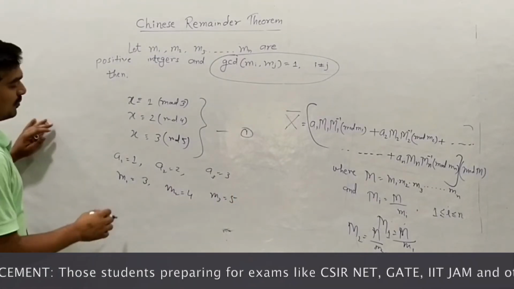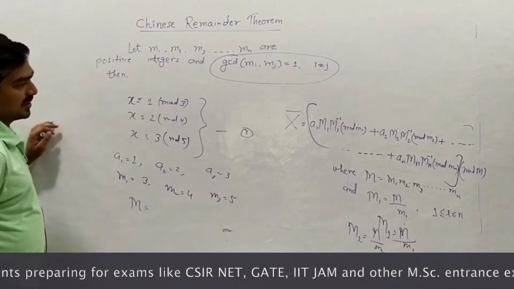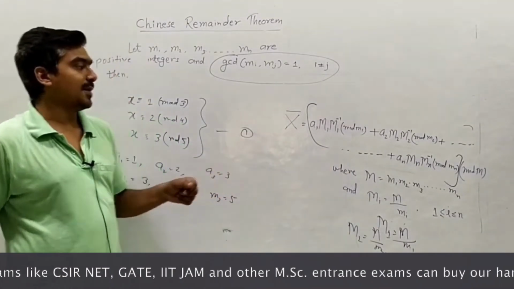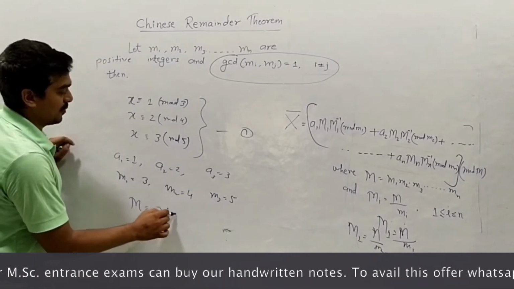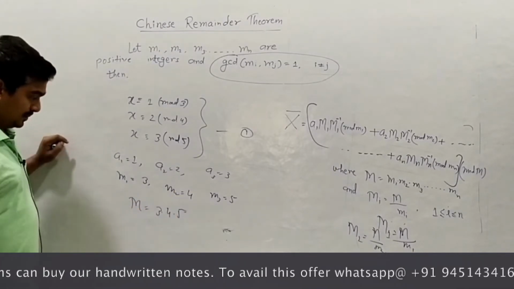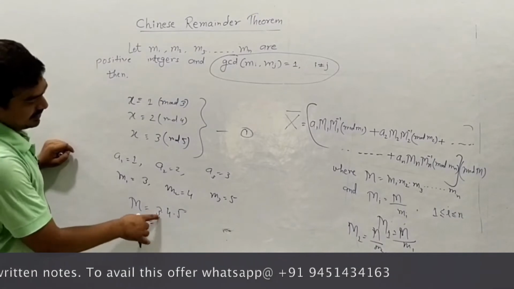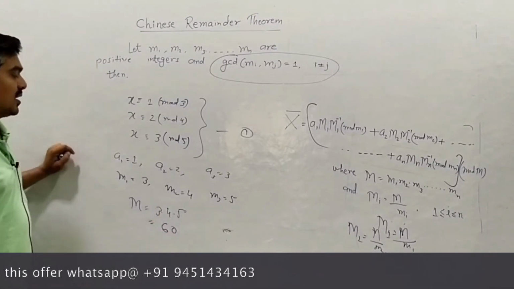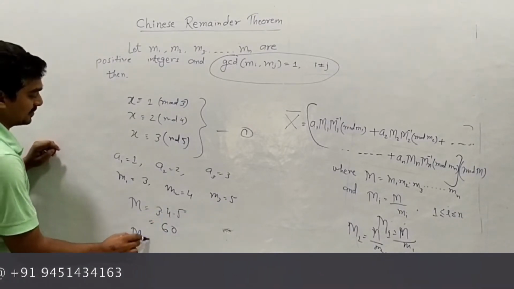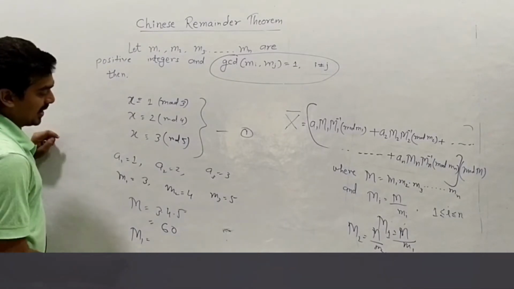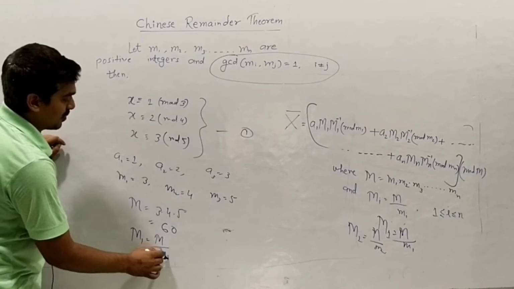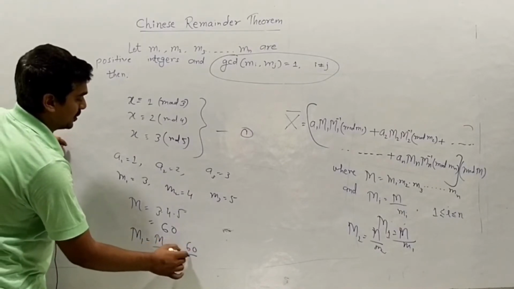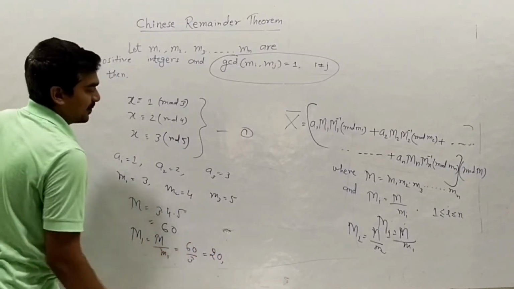Now we calculate capital M. What is capital M? Capital M is the product of m1, m2, m3, that is 3 into 4 into 5, that is 60. What is capital M1? That is capital M upon small m1, that is 60 upon 3, that is 20.